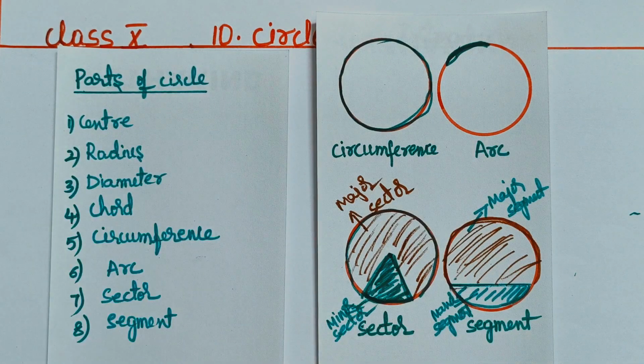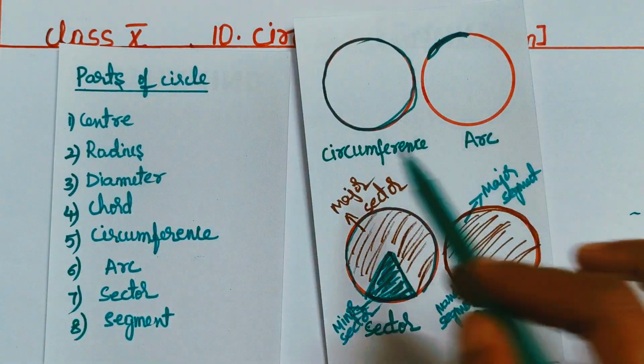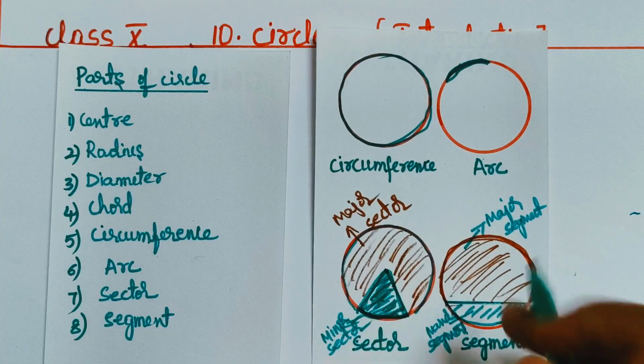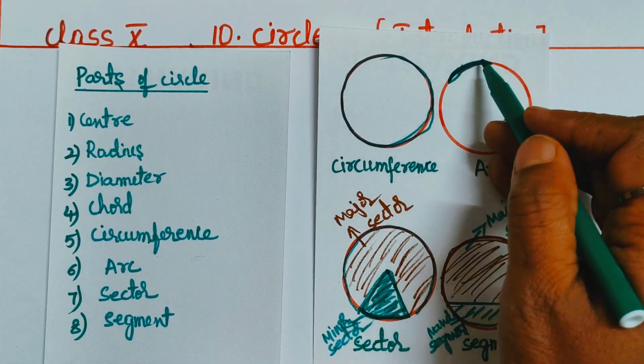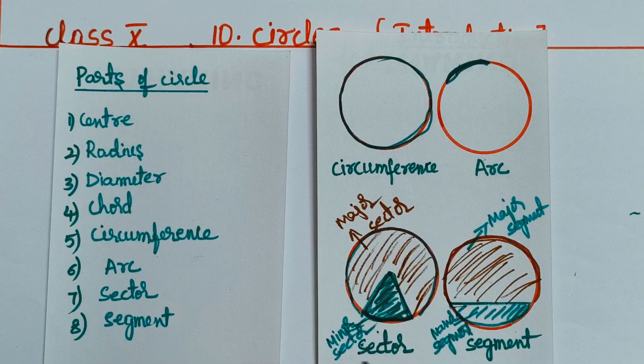So, what are the parts of the circle? Center of the circle, radius, diameter, chord. Next, what is there? Circumference. This border is the circumference. Part of a circle is called an arc. Next, this is the sector and segment. In sector, minor sector and major sector; minor segment and major segment. This is the basic introduction.